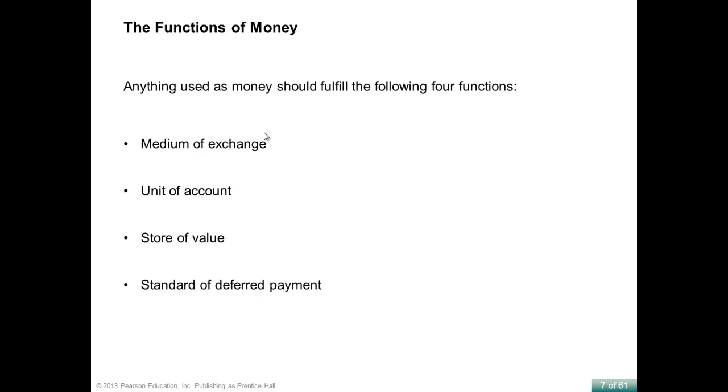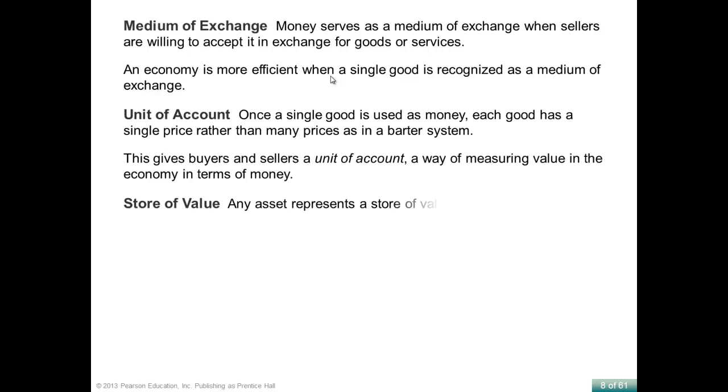So, the four functions of money. Anything used as money should fulfill the following four functions. There must be a medium of exchange, a unit of account, the money must be able to store value, and there must be a standard of deferred payment. Well, what does that all mean?